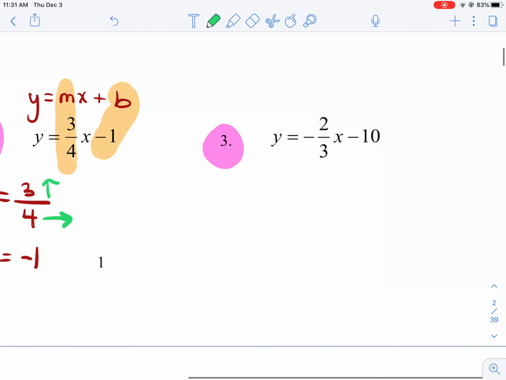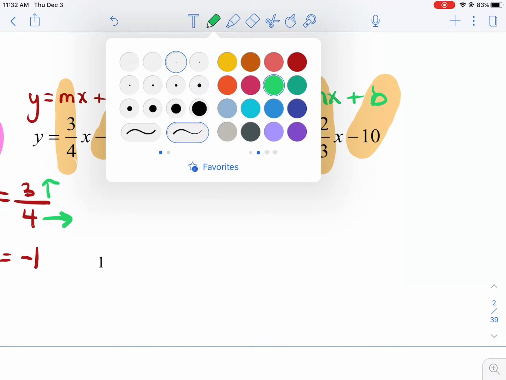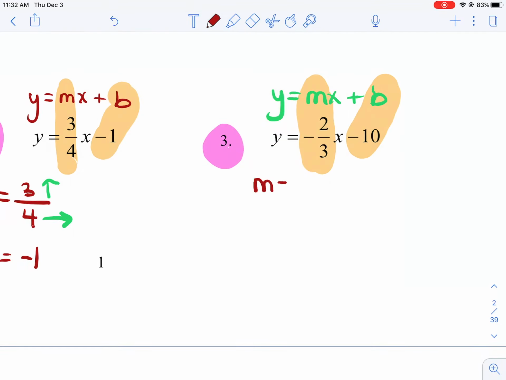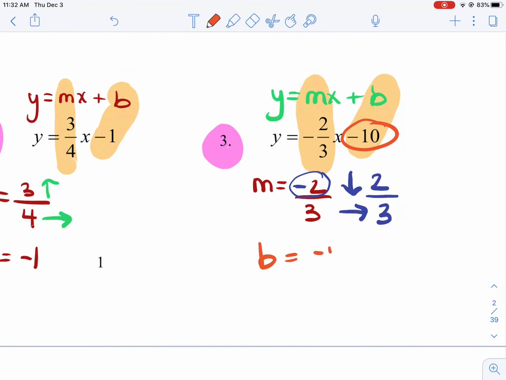And then last but not least, y equals mx plus b. We're going to do the same thing again. Here's my m. Here's my b. So m is going to be -2/3. So now be careful here. What's our rise going to be? This is a little sneaky. Our rise means we're actually going to go down 2, and we're going to go to the right 3. So that negative tells us we're going down. Okay, and then our b value, if I look back up here, is -10.